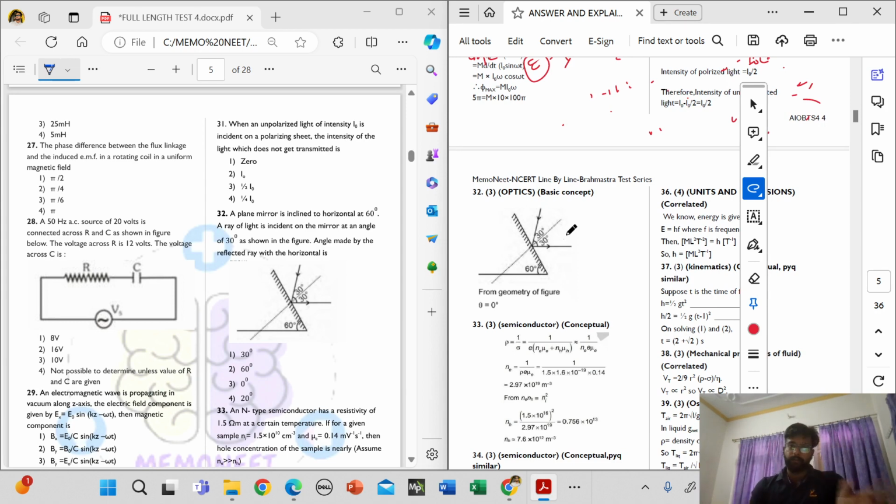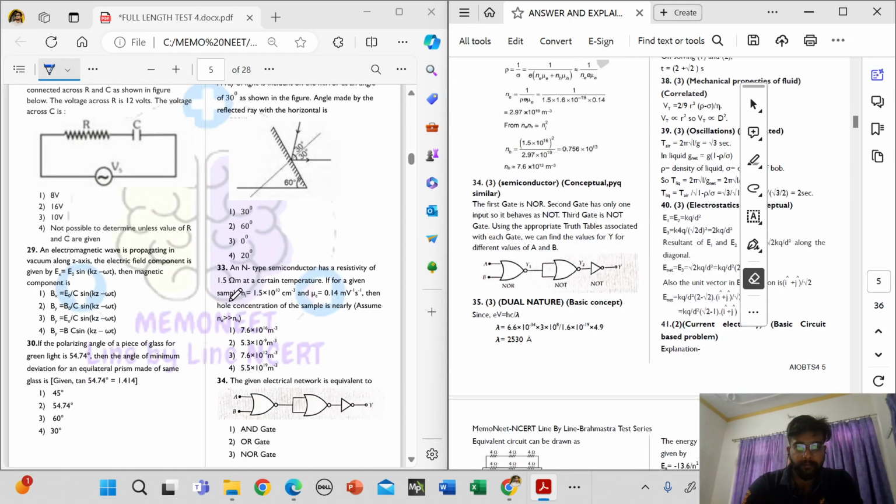This is 60. So this normal is 90. So the remaining angle becomes 90 minus 30, that is 60 degrees. From this geometry, this is an alternating angle, so these are parallel. So there will be no difference; the angle made between the reflected ray and the horizontal will be 0 degrees. These are parallel lines. That's why. This is simply a geometry question, a very easy question.